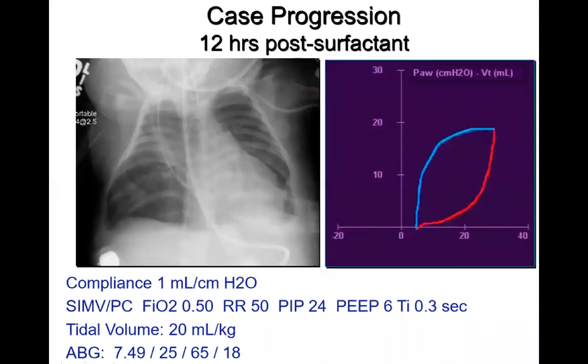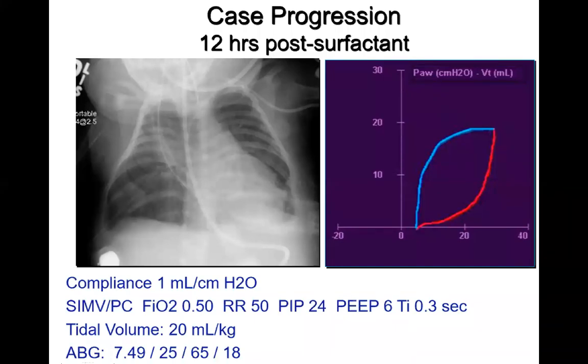So now we give surfactant, and see the beauty of giving surfactant. Suddenly, your compliance has improved. It's become steeper. This much change in the volume. Pressure is falling, huge change in the volume. And you said, okay, let me come down on the pressure, and you just brought it from 26 to 24, and you gave a tidal volume of 20 ml per kg, you know.